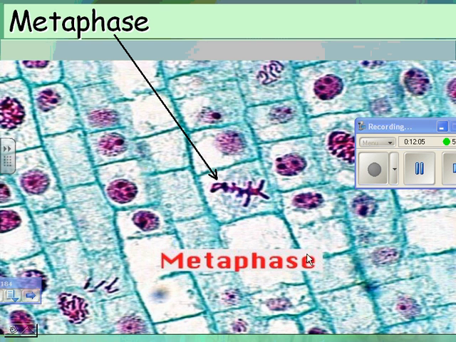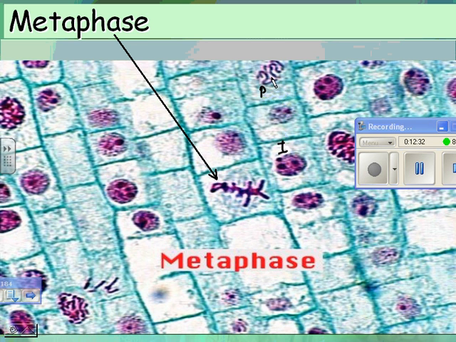So here's a section of probably an onion root tip where it's growing a lot. And so you can see the cells in various stages. And this one, the stage that it's in now, is metaphase. You can see this one's just condensing up. That would be in prophase. This one actually is in interphase. You can see the nucleoli, and you cannot see any individual chromosomes. So that would be an interphase, which is not one of the mitosis phases.